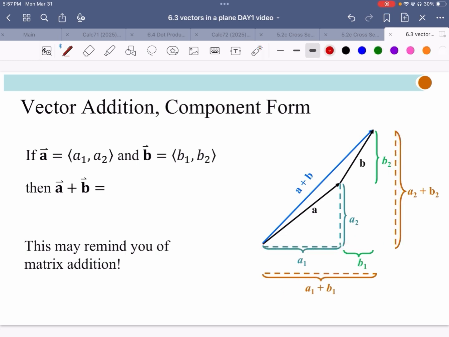So let's write that down here: A plus B is actually ⟨A sub 1 plus B sub 1, A sub 2 plus B sub 2⟩.